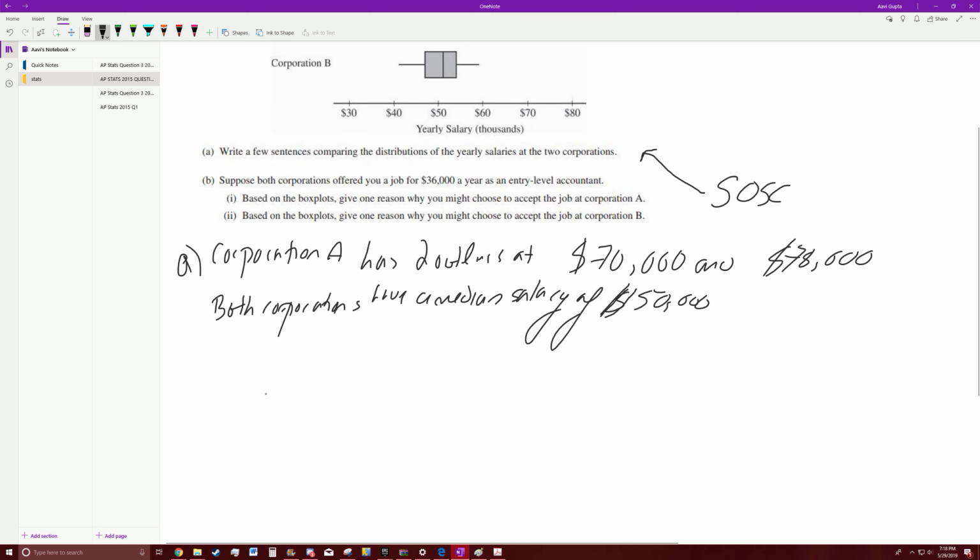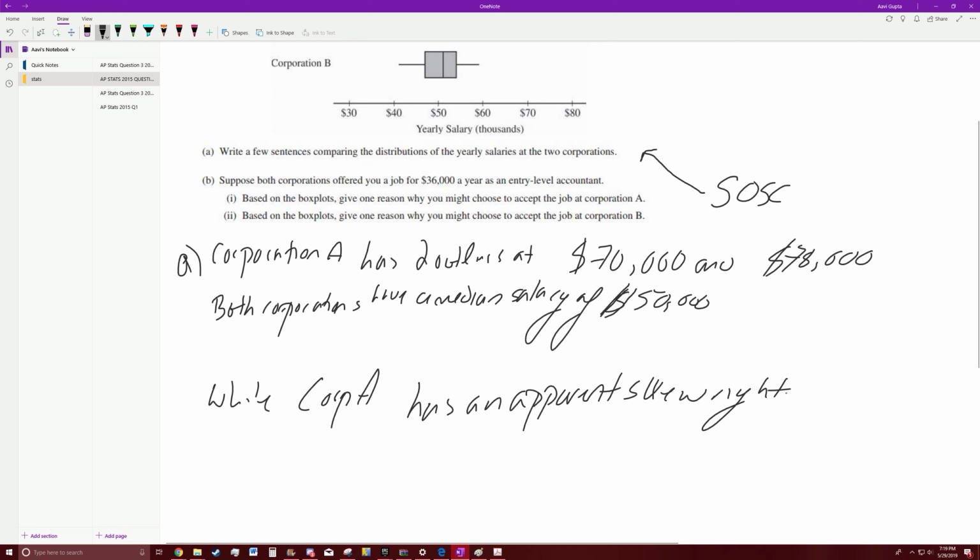What else? Okay, I know. I'm going to call it Corp A. It has an apparent skew right. Apparent skew right. Corp B is uniformly distributed.